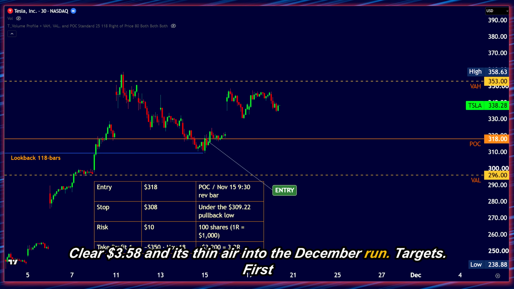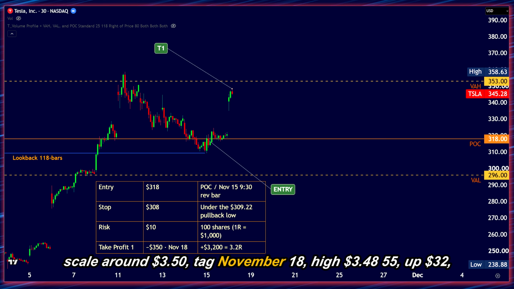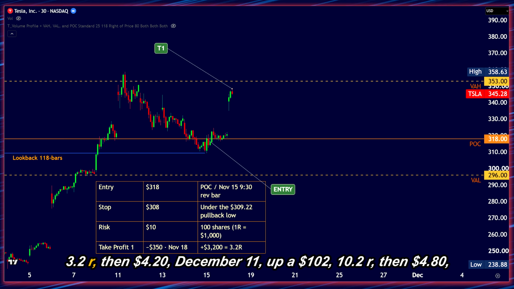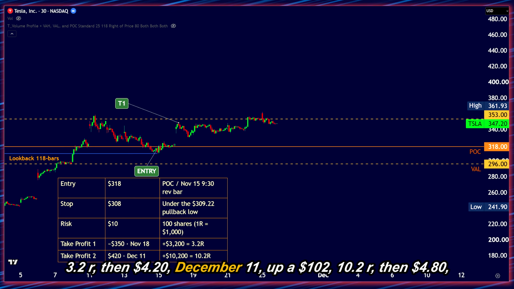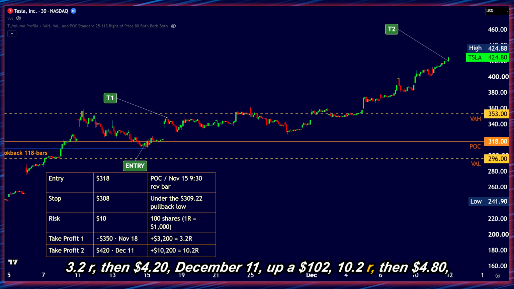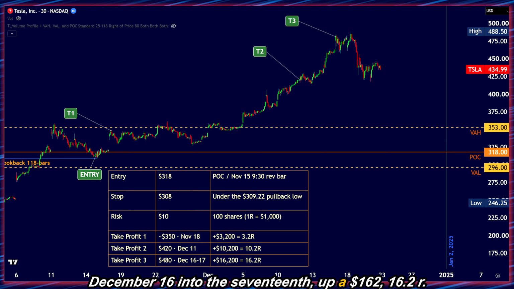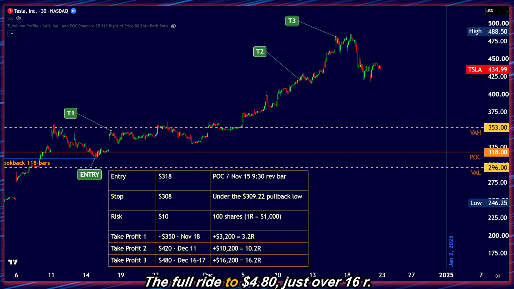Into the December run. Targets. First scale around 350, tag November 18th, high 348.55, up $32, 3.2 R. Then 420, December 11th, up $102, 10.2 R. Then 480, December 16th into the 17th, up $162, 16.2 R. The full ride to 480, just over 16 R.